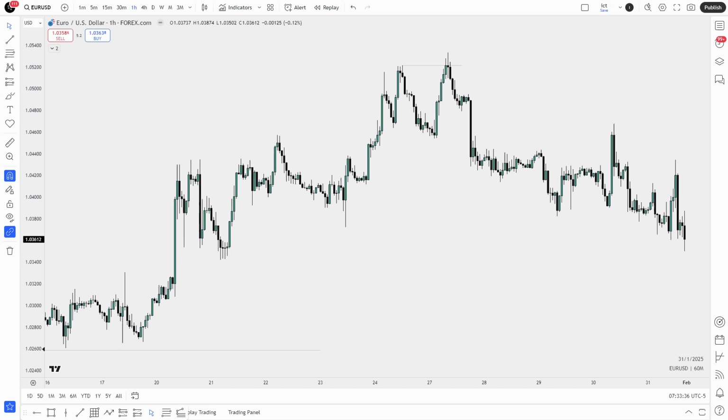Everything ICT related is based around liquidity. As we all know, any fair value gap, any order block, any breaker block, all of it is based around liquidity. Liquidity comes in the form of ranges. Ranges are the easiest way to identify liquidity. Identify, more importantly, the correct liquidity.